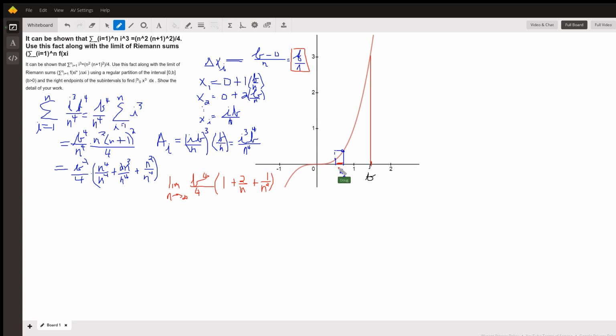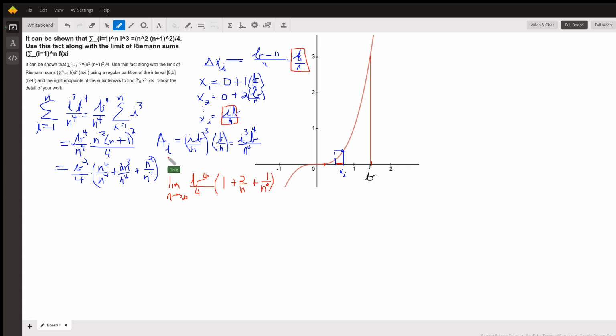To find an expression for the right-hand endpoints, think of it this way. The first right-hand endpoint will start at 0 and add on one of these b over n's. To get to the second right-hand endpoint, we'll start at 0 and add on 2 of these b over n's. And to get, in general, the ith right-hand endpoint, we'll start at 0 and add on i of these b over n's. So there is an expression for the right-hand endpoint.